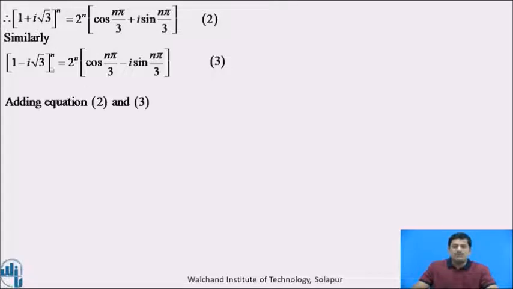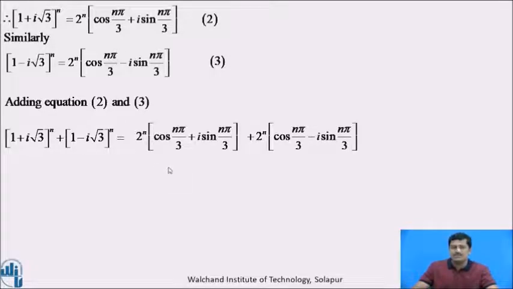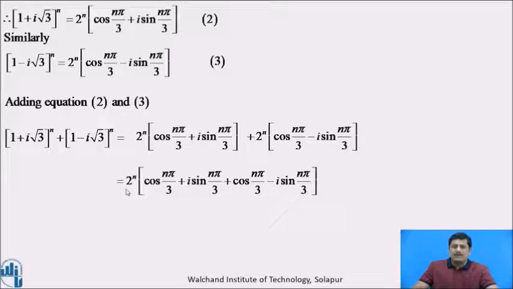Now adding equations number 2 and 3, we get this as the left hand side, and on the right hand side writing these two numbers, we get this. From these two quantities it is possible to take 2^n common, and after taking 2^n common, we get inside the bracket cos(nπ/3) + i sin(nπ/3) + cos(nπ/3) − i sin(nπ/3). Here we can observe that this is plus i sin(nπ/3) and it is minus i sin(nπ/3). Cancelling them, the first term and third term are of the same sign and the same terms.